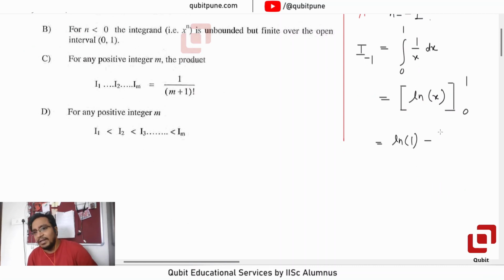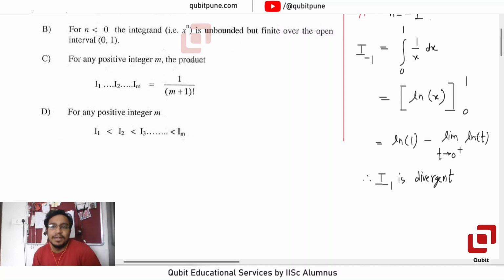So we typically write it like this: limit as t tends to 0 from the right of ln t. That's what we typically write, and we know it doesn't exist. So I negative 1 is divergent because the limit of ln t as t tends to 0 from the right doesn't exist. So I negative 1 is divergent or does not exist.